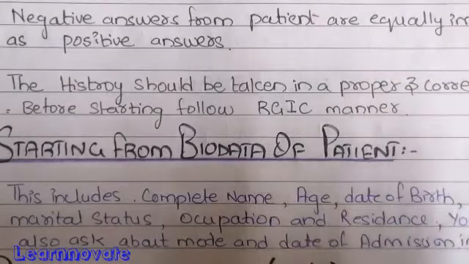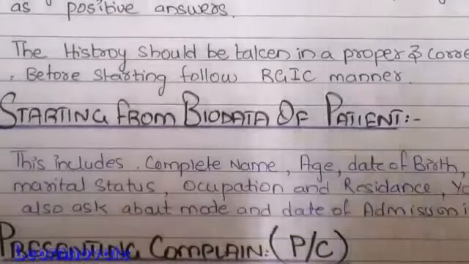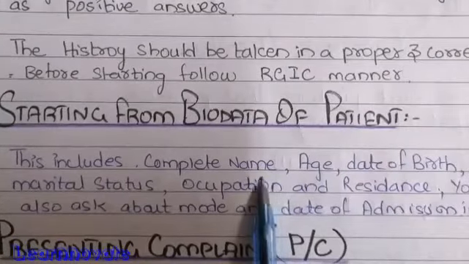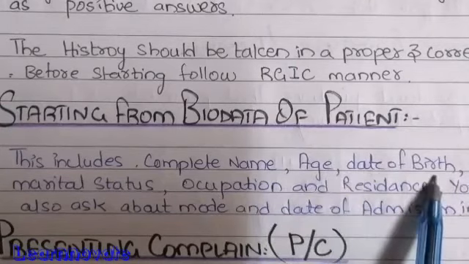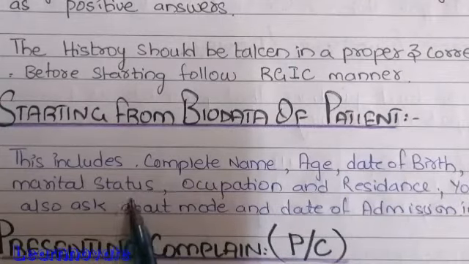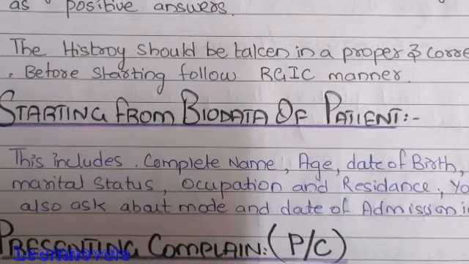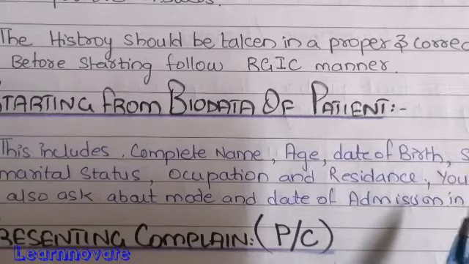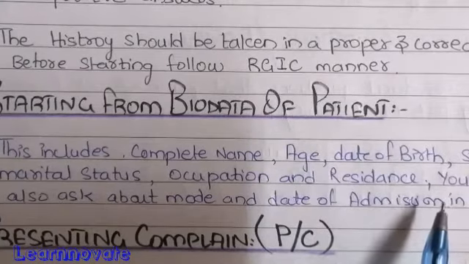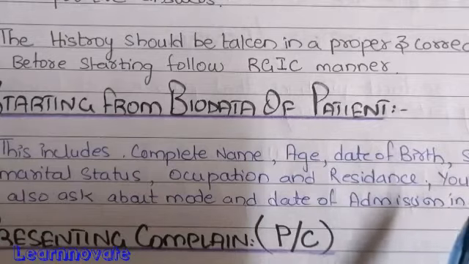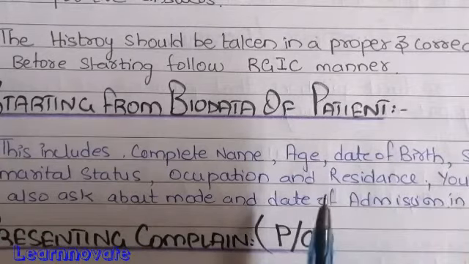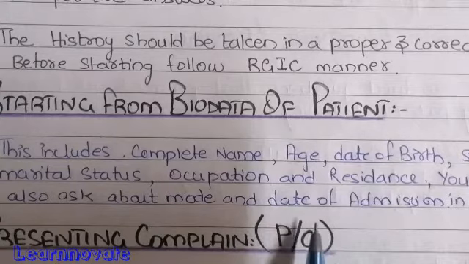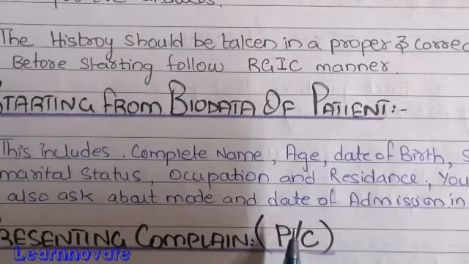Now what is the first step of history? The first step of any history is the biodata. The biodata includes the complete name of a patient, age and date of birth, sex and marital status, occupation, residence. You can also ask about the time and date of admission, or the mode of admission, whether the patient has come from ER or OPD, or has been admitted since how many days, when, where. Residence, occupation, name, age, sex are very important to be asked in the biodata.